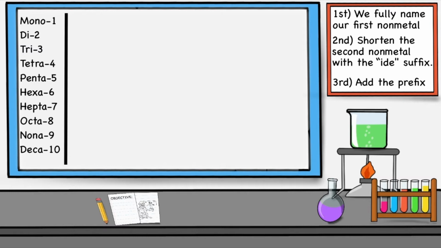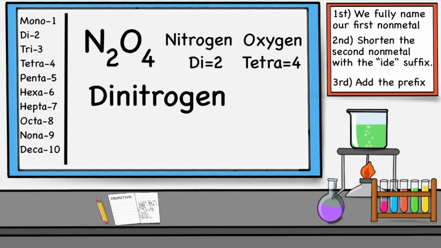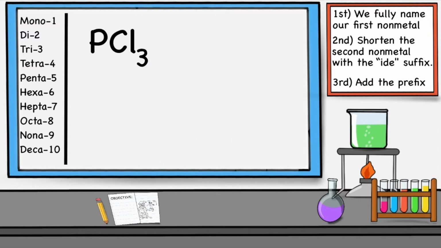So let's look at this. First, we are going to be given the chemical formula, and we have to come up with its name. Our first covalent compound is N2O4. Nitrogen is N, oxygen is O, my prefix for 2 is di, and my prefix for 4 is tetra. So I'm going to put dinitrogen, so 2 nitrogens, and then tetraoxide. Remember, we shorten oxygen to oxide. So it's dinitrogen tetraoxide.